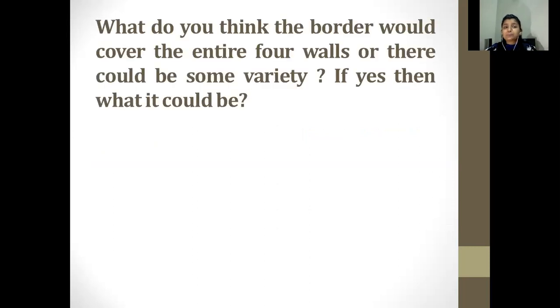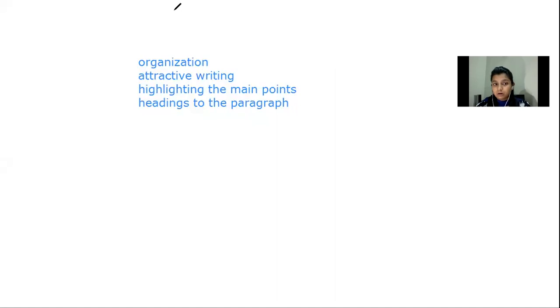What do you think, would the border cover the entire four walls? Now we have discussed alignment, and we discussed the border. It is covering all four sides. Now, there could be some variety also. The borders are made of lines, four lines attaching to each other. Let me show it on a whiteboard if you feel confused. Usually we can see the options in a square or rectangular shape.